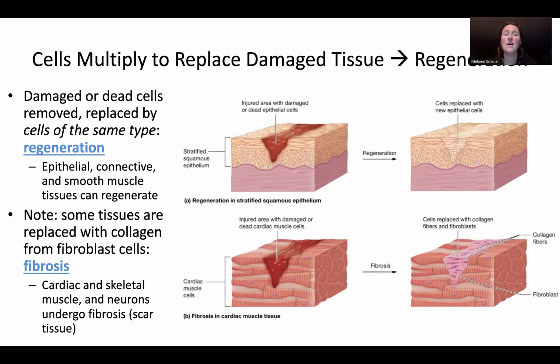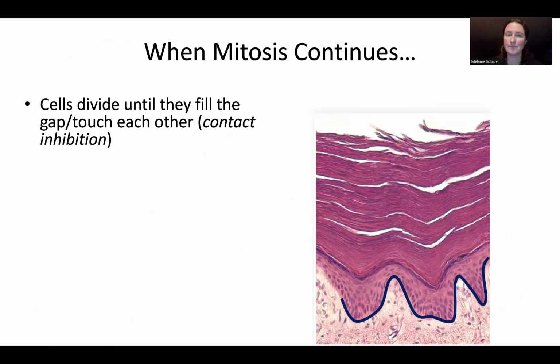And so we see this process called fibrosis in cardiac muscle tissue, skeletal muscle tissue, like if your skeletal muscle cells die, that's it, you can't grow them back, and our neurons. Right? So if your neurons actually die, you can't make new neurons.